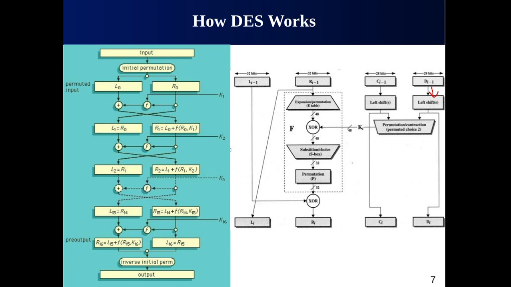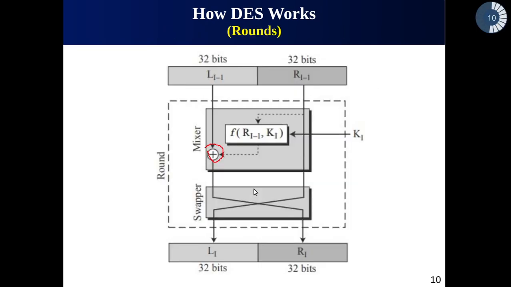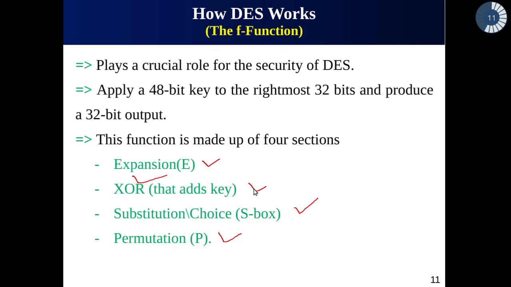But how are the bits moved? There is a standard rule. Each bit moves one place to the left, except for the first bit, which is cycled to the end of the block. And this is very useful for the decryption key schedule, where the subkeys have been generated in reverse order.